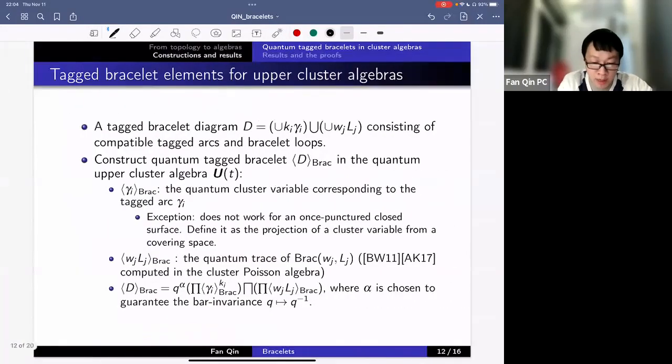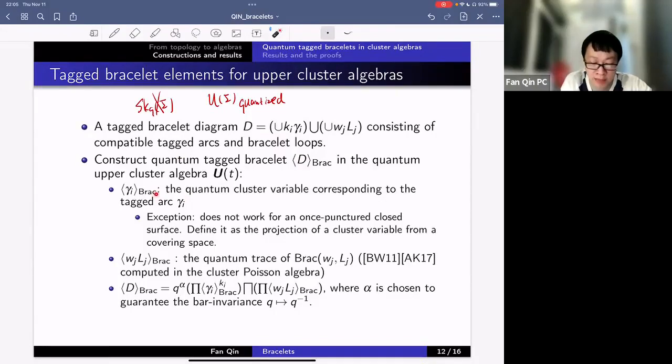And what about the tagged case? A tagged bracelet diagram is a union of compatible tagged arcs and compatible loops. By compatible, I mean that they have compatible tagging and they have no crossing. Now I want to define the cluster algebra element for this one, because recall that we do not have the skein algebra. We do not have this now because we cannot quantize it, but rather we have the upper cluster algebra, and this can be quantized. So now we have to define this algebra element in this quantum upper cluster algebra.